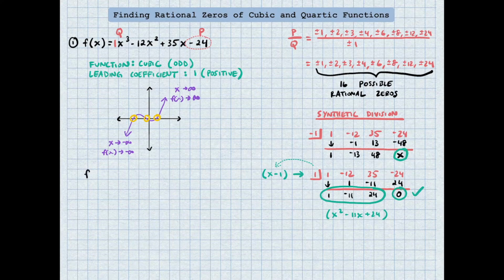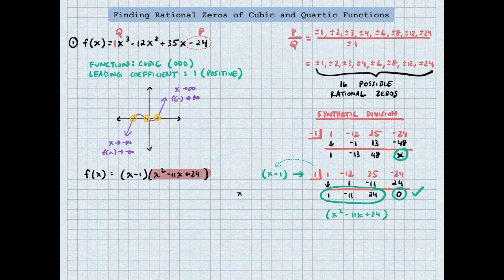At this point, we can rewrite our function as f of x is equal to x minus 1, our linear factor, times the quantity of x squared minus 11x plus 24, our quadratic factor. Since this is a quadratic function, we can try to factor it. If factoring doesn't work, we can either complete the square or use the quadratic formula.